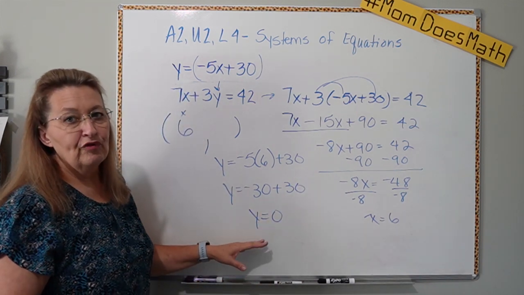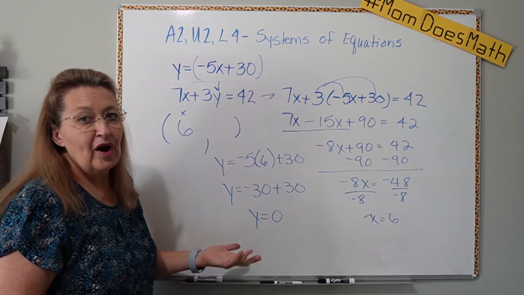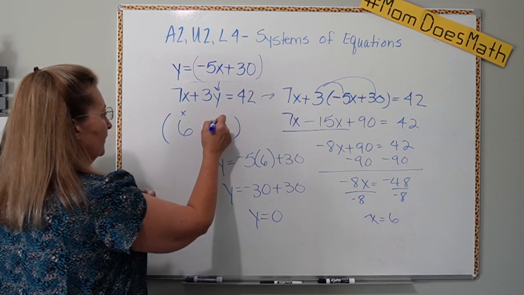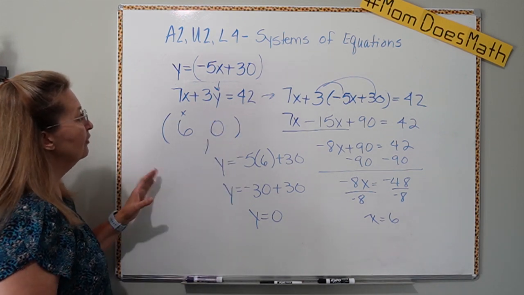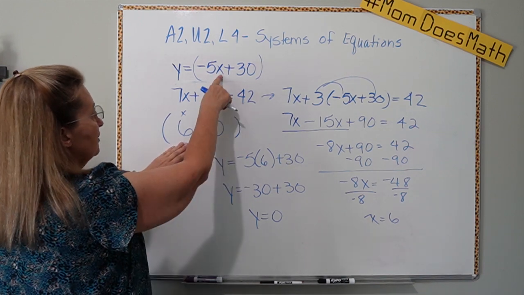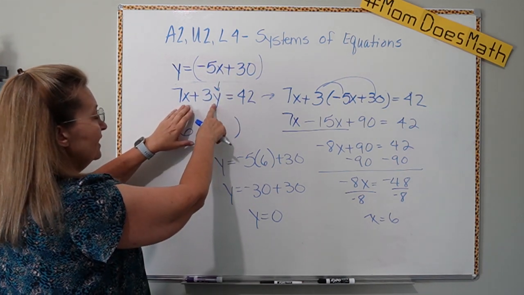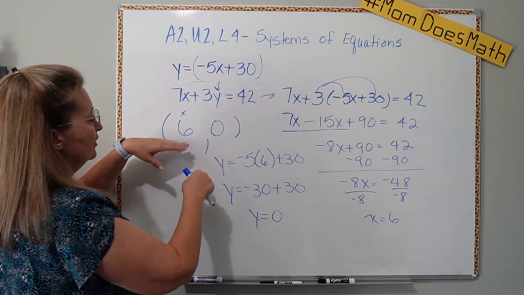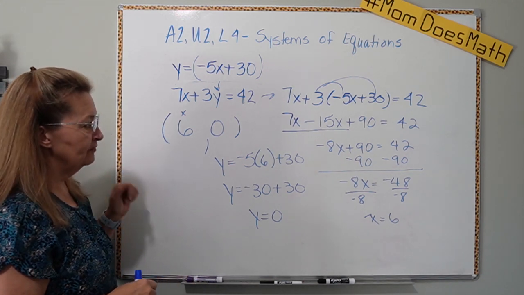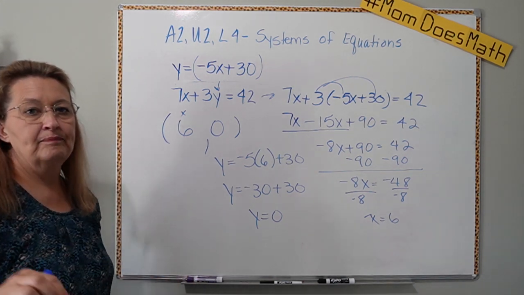Now remember, don't freak out when you get a 0. That's a perfectly legitimate number. And this is our ordered pair. Now if you want to check them, you can substitute these two numbers back in to both of these equations and they should make a true statement. Okay? Let's look at number 9.